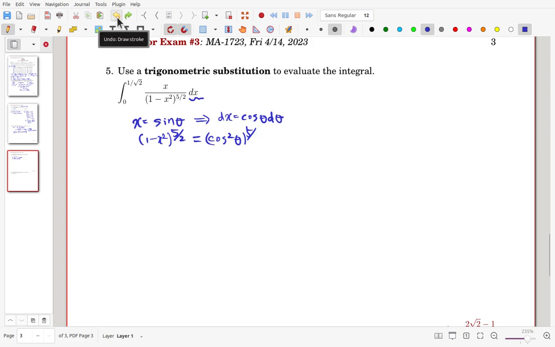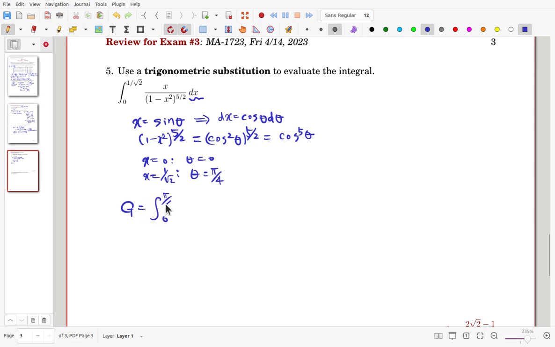So that is the same as cosine to the 5 theta. Now x is 0, then x is 0 means theta must be 0. Now x is 1 over square root of 2, then theta must be pi over 4, right? So the given integral is now the integral from 0 to pi over 4.